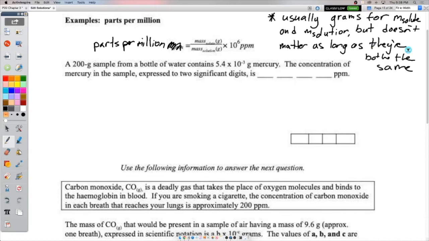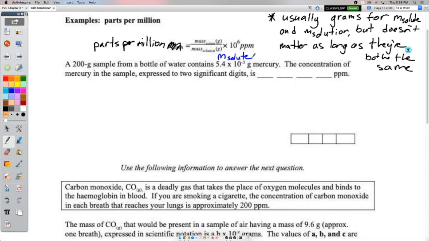Same thing here. Okay, so a 200-gram sample from a bottle of water contains 5.4 times 10 to the negative 3 grams of mercury. First clue that this is what I think it is: this number is way smaller than this number. Remember, there's always less solute than solution. Plus it's mercury. Usually with ppm, it's something poisonous. That's why we're so careful about it, and why we're looking at such small concentrations. We have to be careful, even at a very small amount.